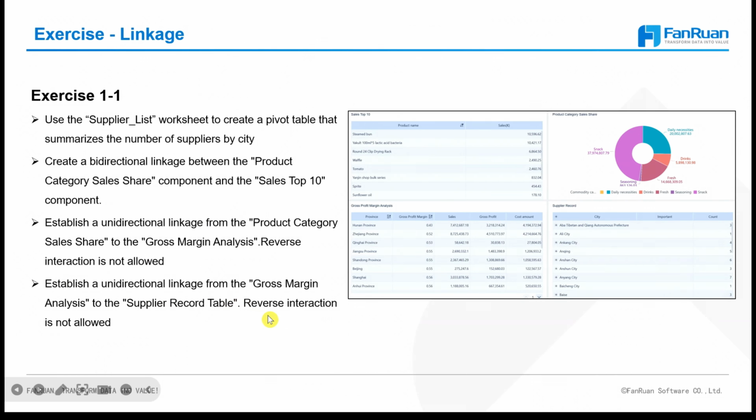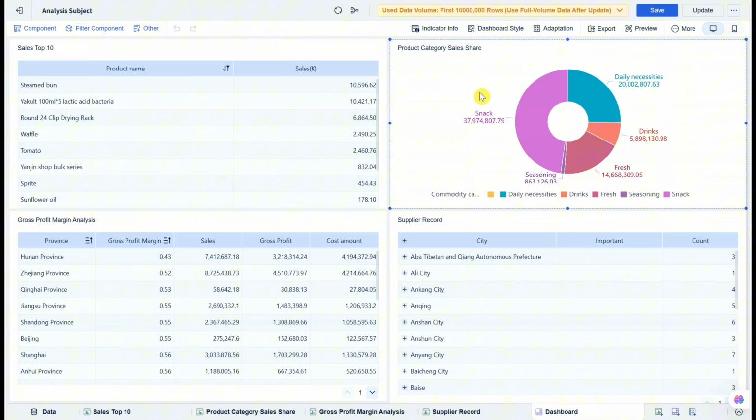Bidirectional linkage means, for example, if I click on a slice of the sales proportion chart, it can filter the relevant data in the sales top 10 component. Similarly, if I click on a row in the sales top 10 component, it can also filter the specific data in the proportion chart. Unidirectional linkage, on the other hand, means that clicking a slice in the proportion chart filters the sales top 10 data, but the reverse does not have the same effect.